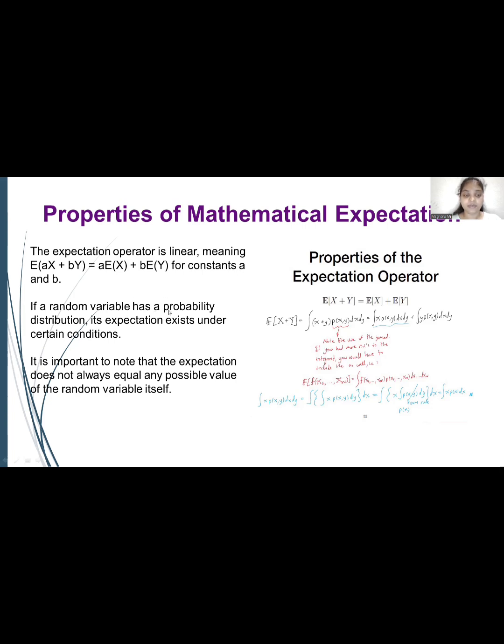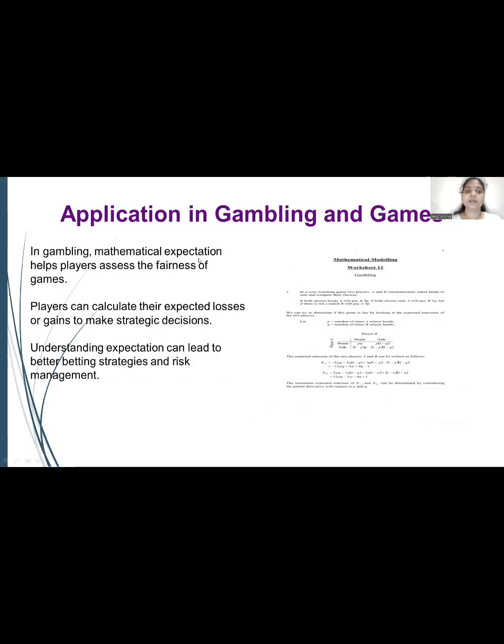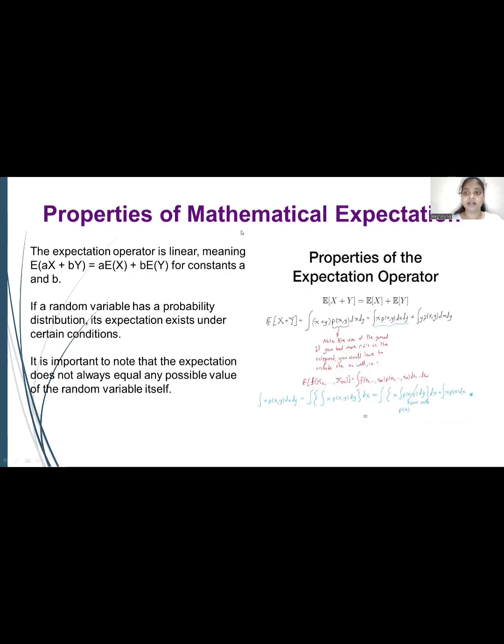If a random variable has a probability distribution, its expectation exists under certain conditions. It is important to note that the expectation does not always equal any possible value of the random variable itself. Now, applications in gambling and games.